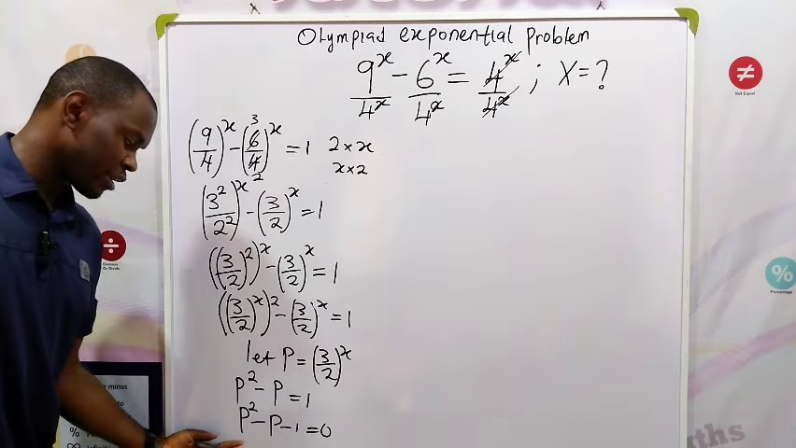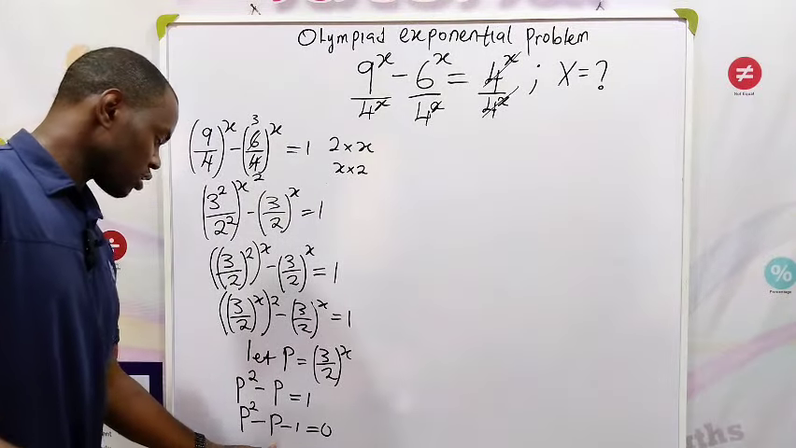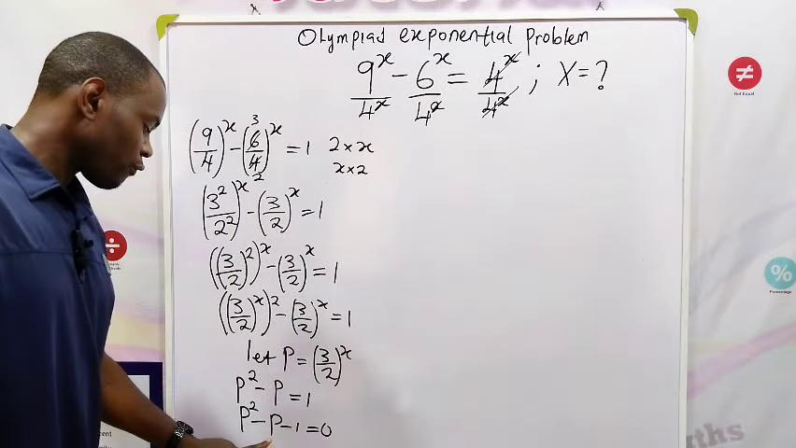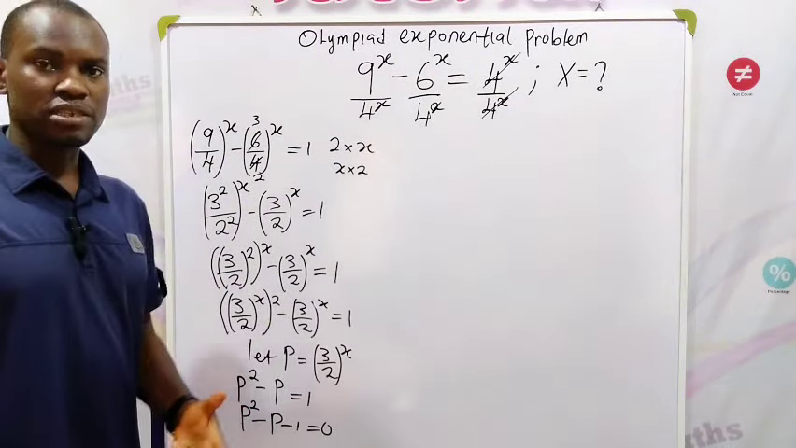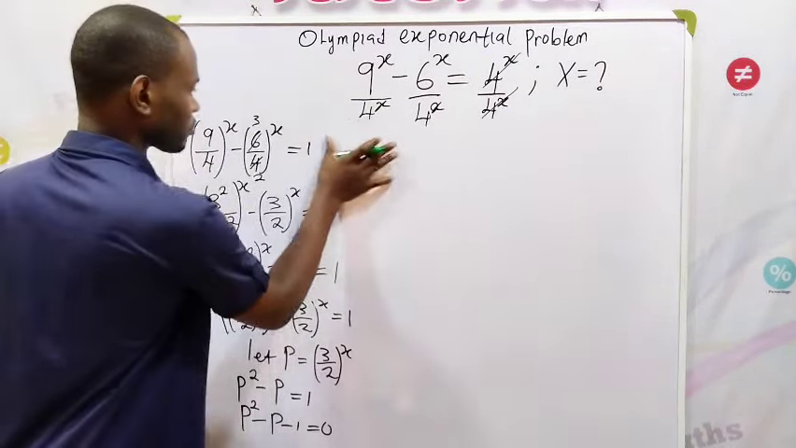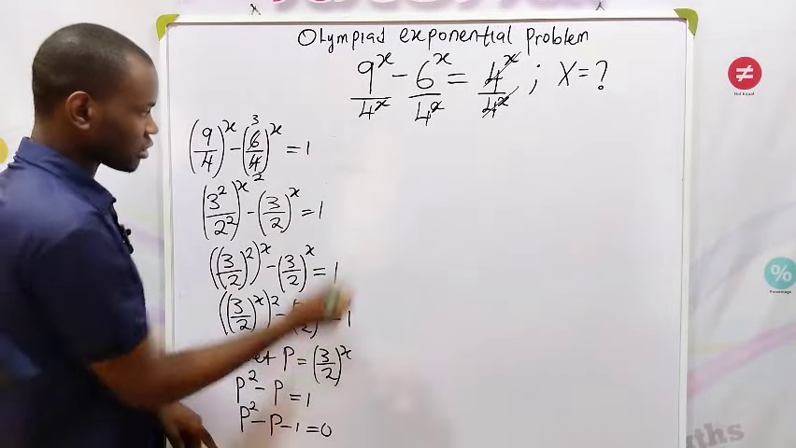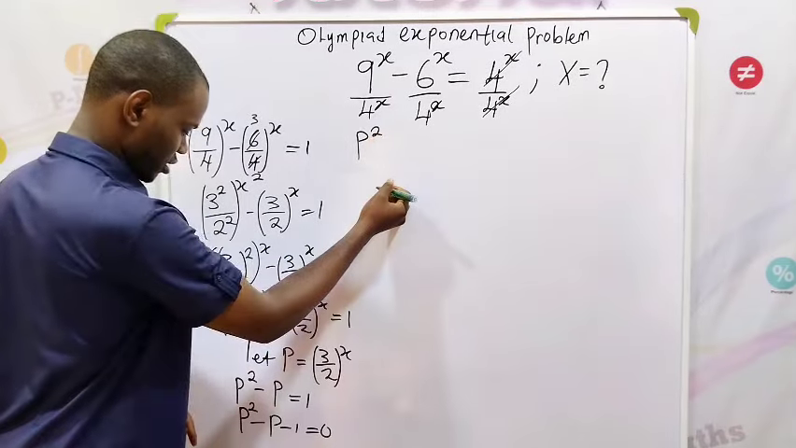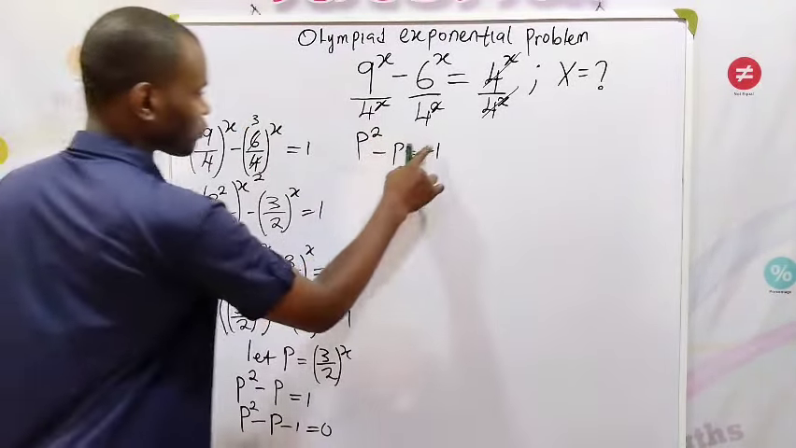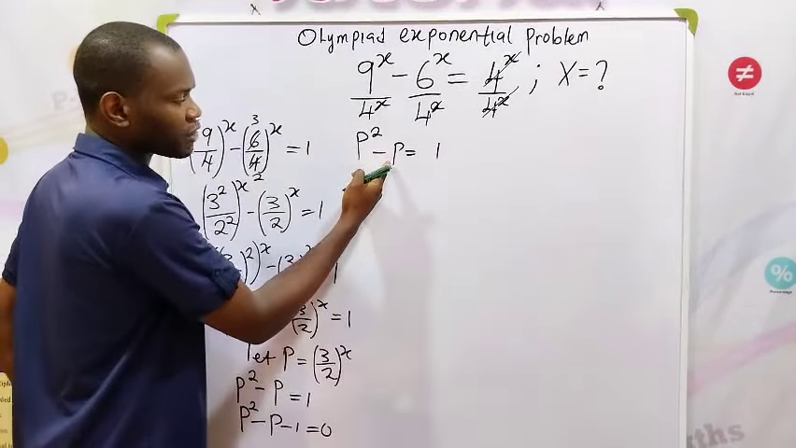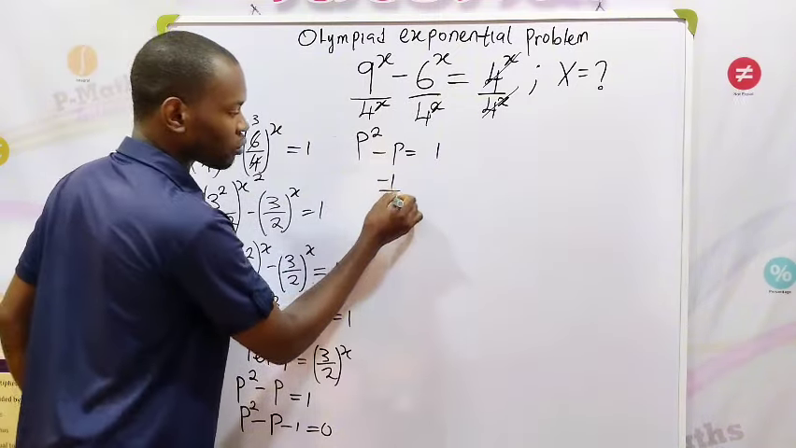So let's simplify the quadratic equation. Now this quadratic equation cannot be factorized because we can't produce factors for -1 and -1. So let's use the completing square method to simplify it. So to use the complete square method, take this one to the right hand side. So we have p squared minus p equals -1, no, positive 1. Then find the coefficient of p here, which is -1. The half of it, 1 over 2.